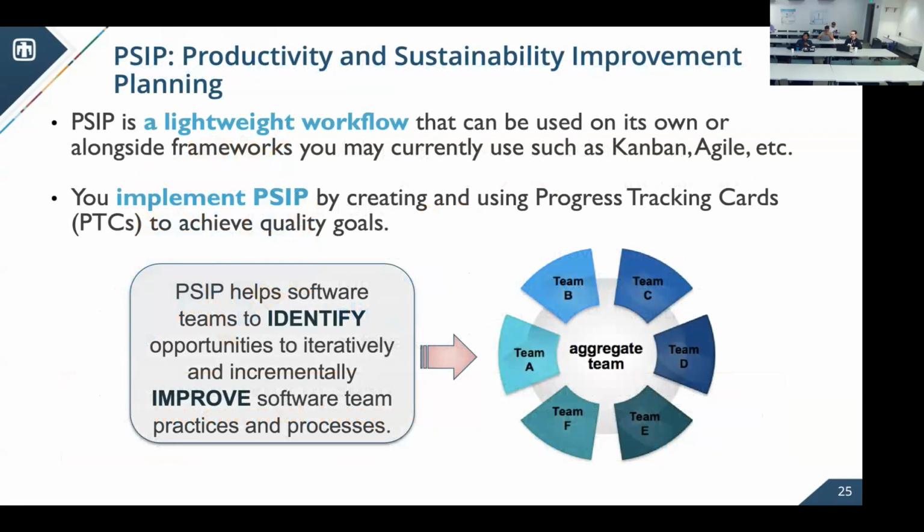It is set up in a way that can either be used on its own or alongside methodologies or your favorite flavor of Agile or Kanban or what have you, right? And it's implemented through progress tracking cards, which is what we're going to describe, and we're going to do an interactive exercise with that, right? But at a high level, the goal of PSIP is to help teams figure out where they could make incremental improvements in how they do their work, right? Such that each step of the way, they're better off than they were before. So even if they stopped halfway, they are still better off than they were before. So it's not an all or nothing proposition, right? But that we can make realistic progress, right?